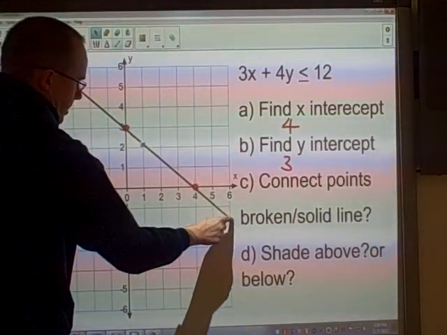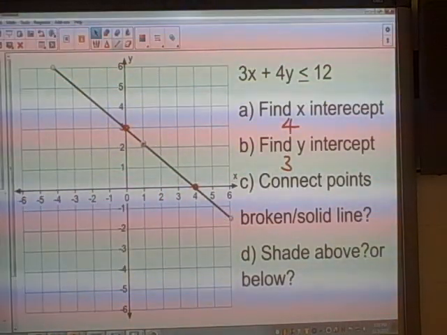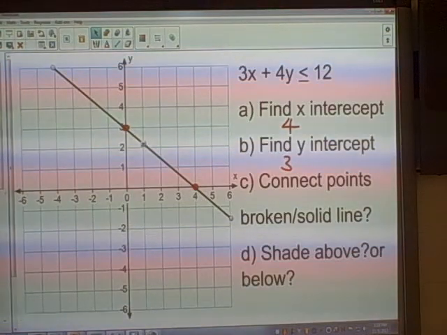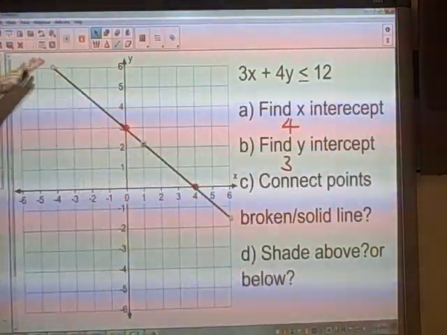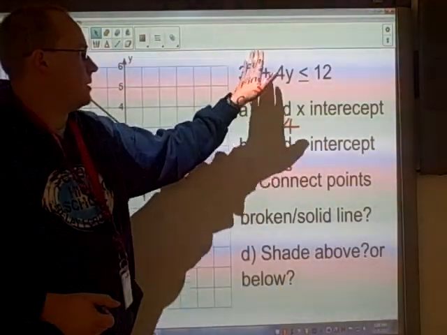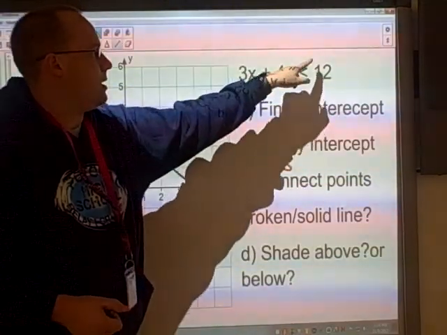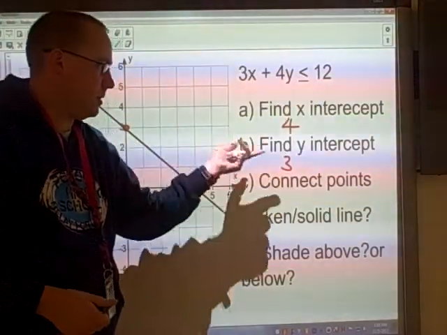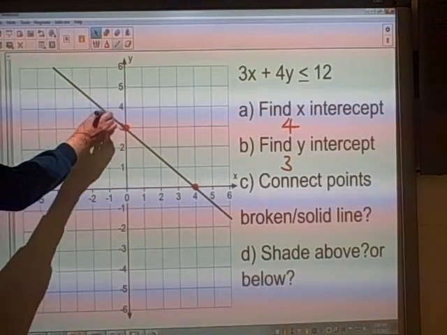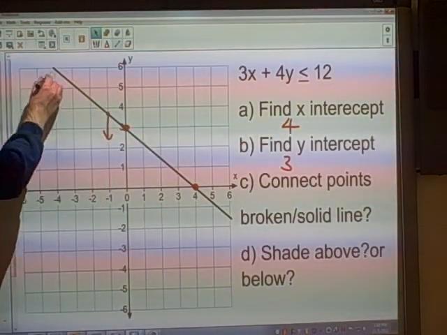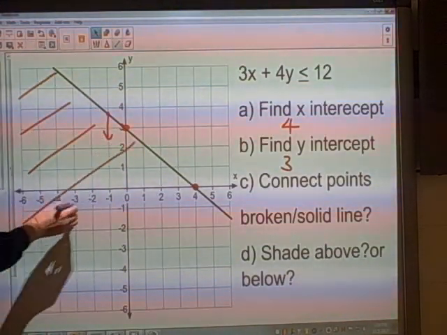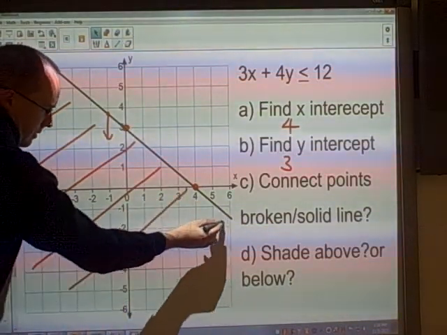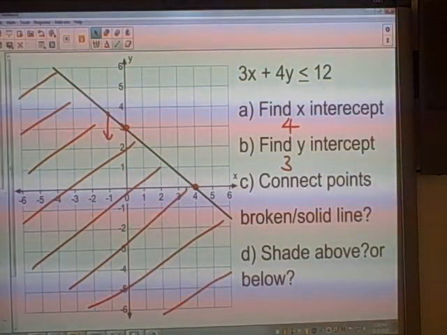I'm just going to extend this graph so it goes the whole length. Broken or solid line? Well, this one's equal to, so I can leave this as a solid line. And this is a positive number of y's, but it says less than, so that means I'm going to shade below the line. So if you pick a point on the line and go below, it tells you it's going to be everything this side of the line.